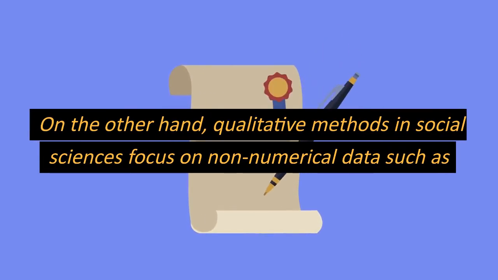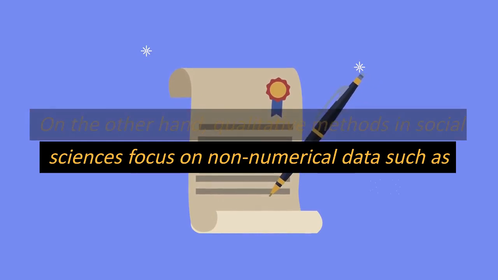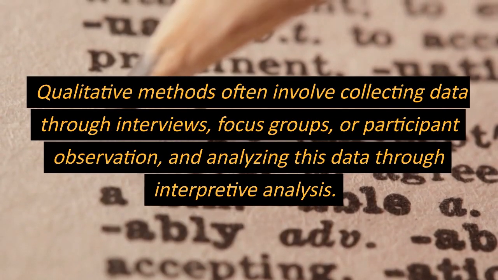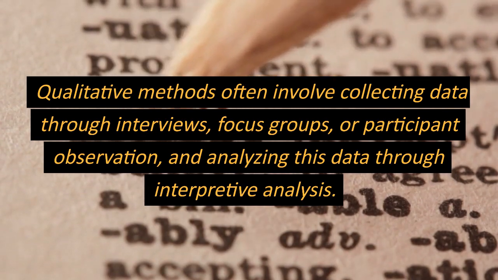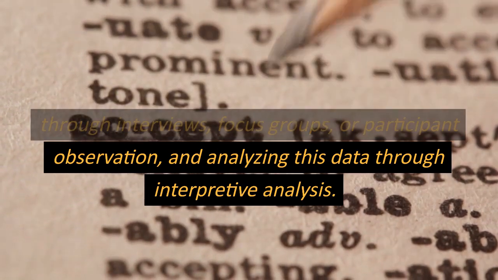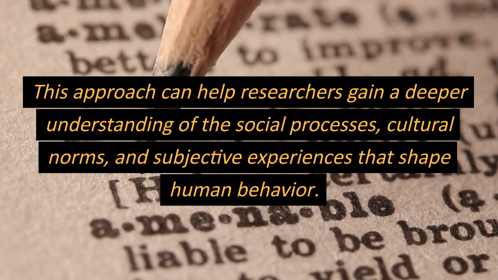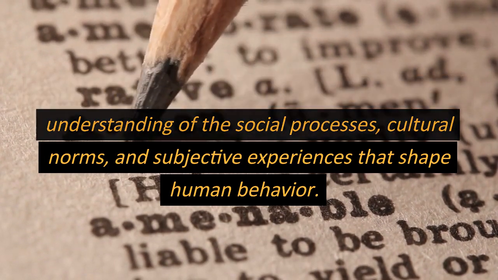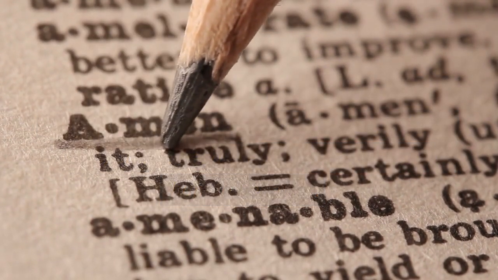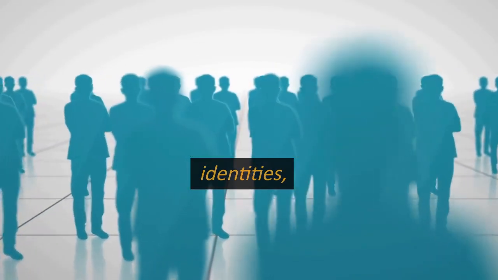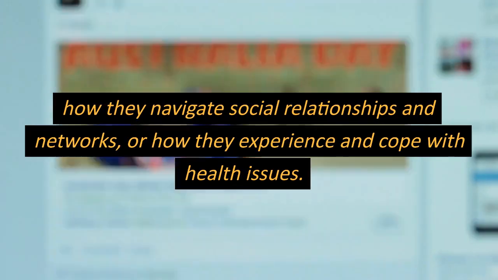On the other hand, qualitative methods in social sciences focus on non-numerical data such as words, images, and sounds to understand the meaning and context of human behavior. Qualitative methods often involve collecting data through interviews, focus groups, or participant observation, and analyzing this data through interpretive analysis. This approach can help researchers gain a deeper understanding of the social processes, cultural norms, and subjective experiences that shape human behavior. For example, qualitative methods can be used to explore how people make sense of their social identities, how they navigate social relationships and networks, or how they experience and cope with health issues.